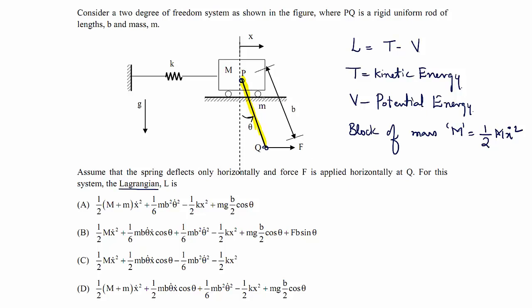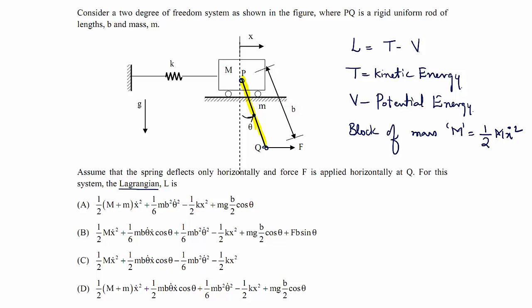When this block of mass M is moved forward, the CG of this rod will be dislocated. The CG of the rod will move to some other position. It will move along the X and Y directions from the initial position.